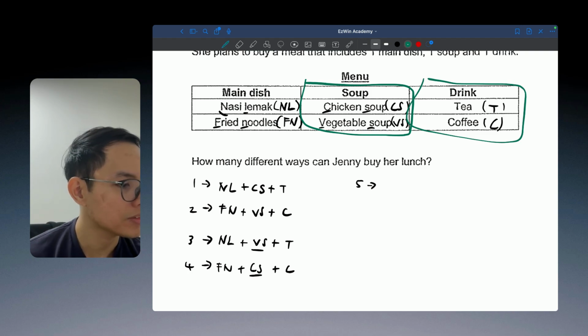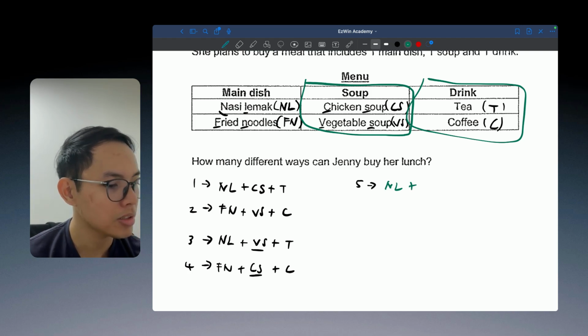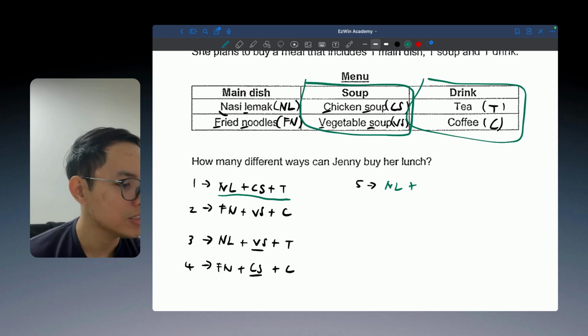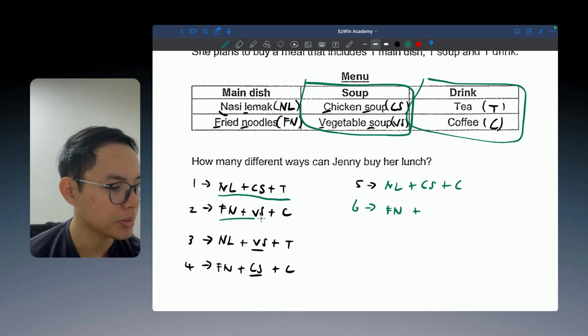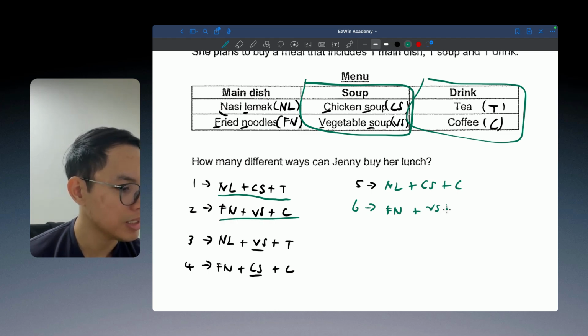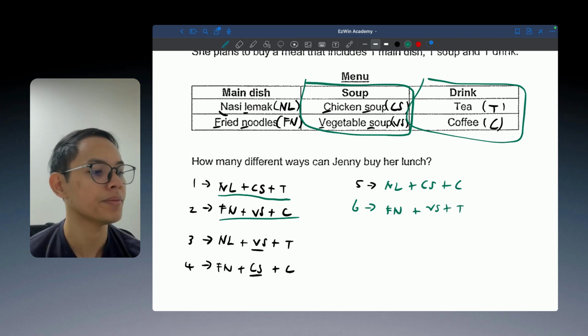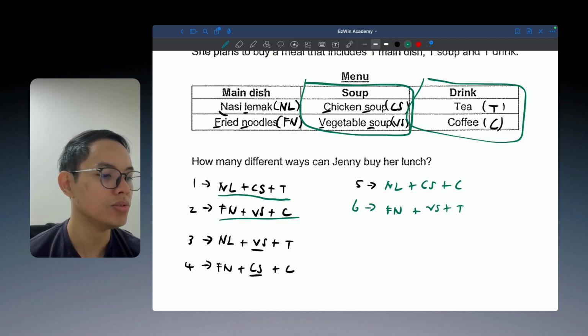That's what you see over here, right? So what we're going to do is change the soup: just put NL plus. Then we get from the first one as well, CS plus, instead of tea we have coffee. So number six should be fried noodles plus, then from the first one again, VS plus T. That's what you see over here. Okay. So essentially, this is how you get it.